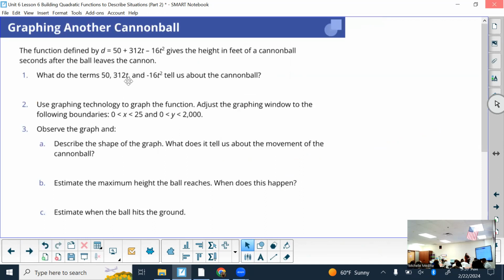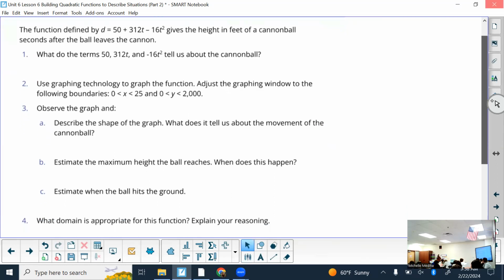You have a new function that represents the height in feet of a cannonball seconds after it leaves the cannon. You're going to evaluate each term just like we did on the page before. You're gonna graph it with your graphing technology. Adjust the window so that you can see it better. You're gonna look at the graph and answer these questions. So what does it tell us about how the cannonball moves? What's my maximum height? When does it happen? When does the ball reach the ground?